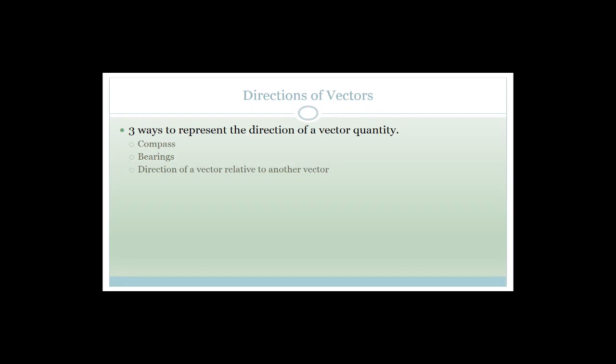There are three ways to represent the direction of a vector quantity. The one is a compass, the other one's bearings, and the third one is the direction of the vector relative to another vector. So what do we mean when we talk about compass? We're actually talking about the four points of the compass. So it is north, south, west, and east. Okay, we always assume that the top of the page is north unless they tell us otherwise.